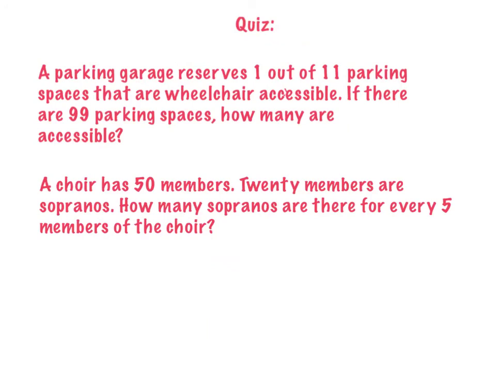So the first question is, a parking garage reserves 1 out of 11 parking spaces that are wheelchair accessible. If there are 99 parking spaces, how many are accessible? The second one, a choir has 50 members. 20 members are sopranos. How many sopranos are there for every 5 members of the choir?